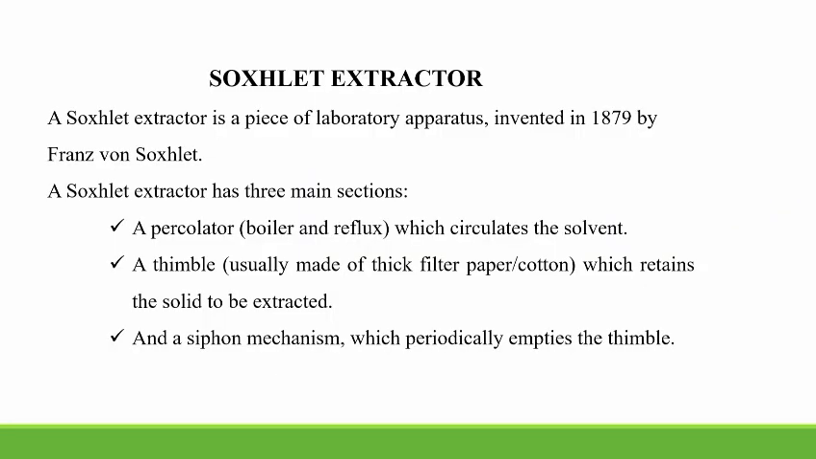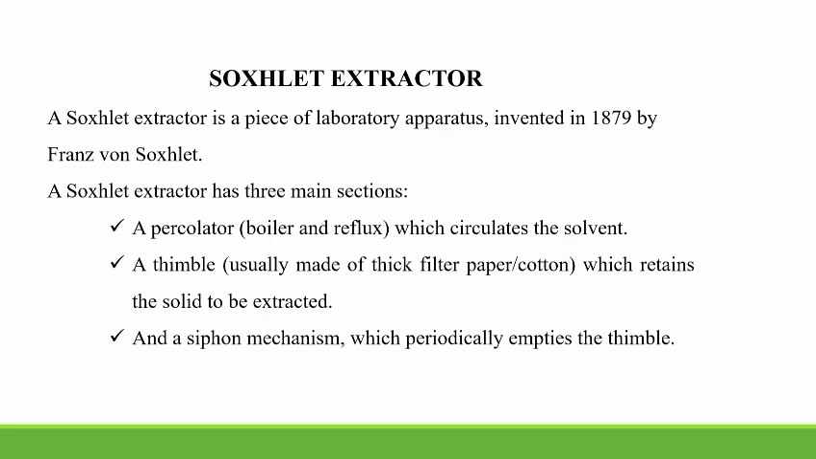Next is the soxhlet extractor. In the last slide we saw the soxhlet extractor, which was invented by Franz von Soxhlet, hence it is named the soxhlet extractor. It has three main sections. First is the percolator, which contains a boiler and reflux. It mainly circulates the solvent. The solvent gets circulated in this percolator.